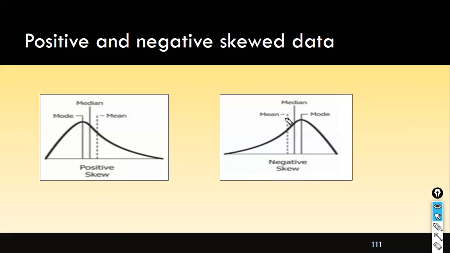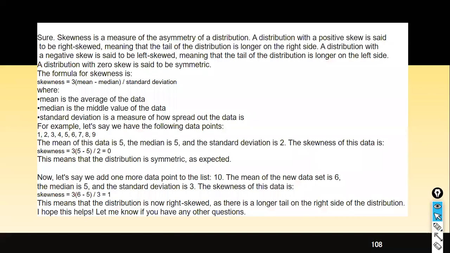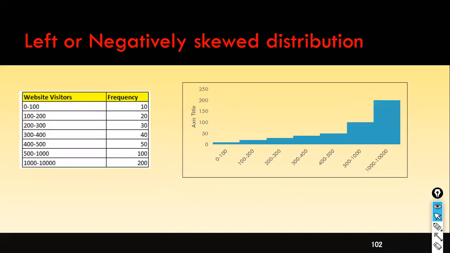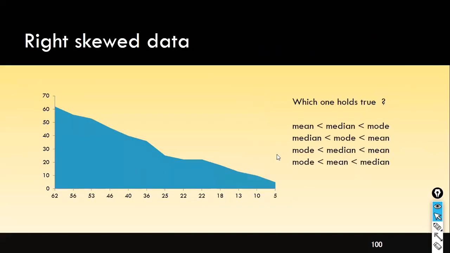Now, I'm going to ask you some questions. Let me see. Can all of you please give me an answer for this one? First of all, what kind of distribution is this? Right skewed data. What is the correct answer here? In the case of right or left skewed data, the mean will get dragged toward the outside, right? It will get dragged outward.